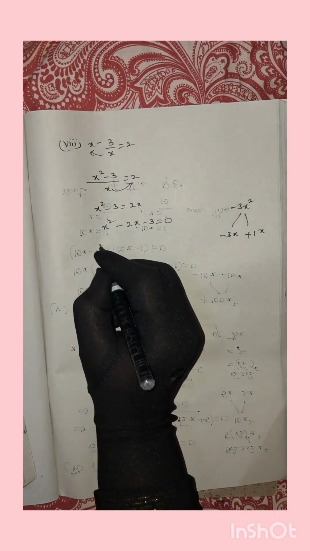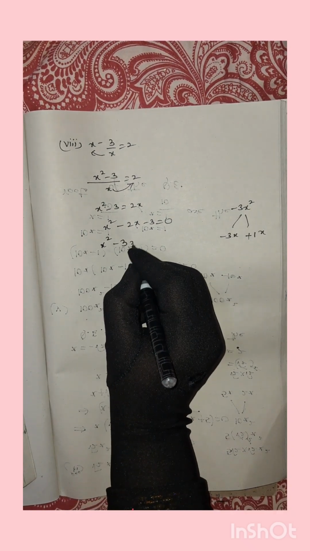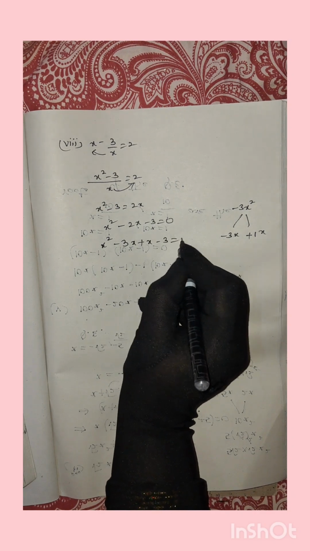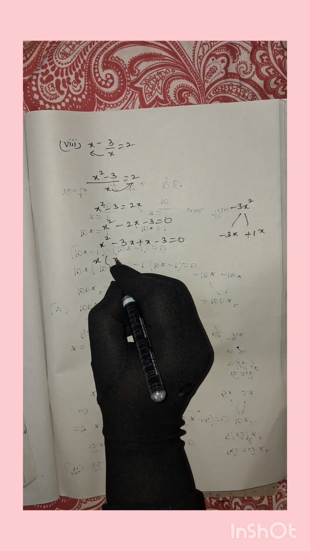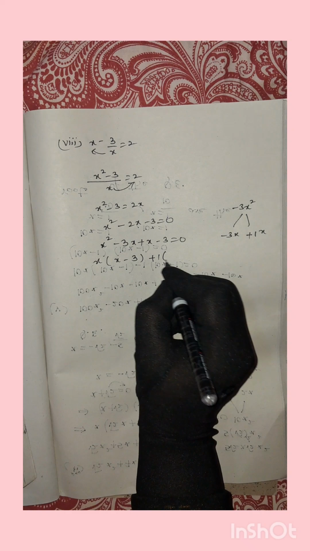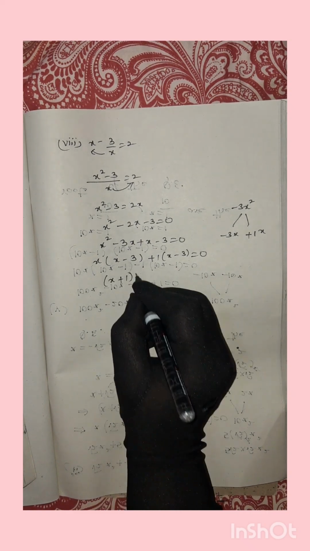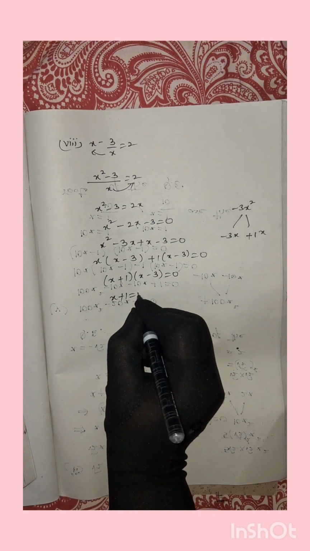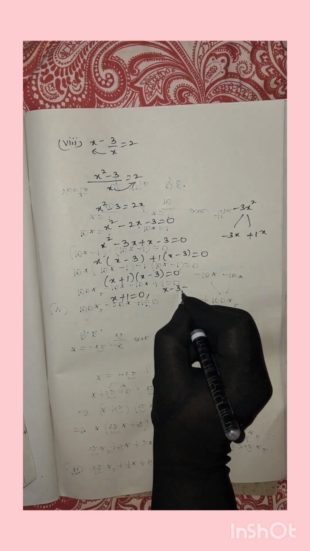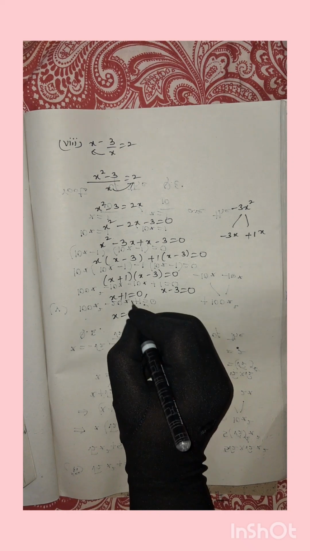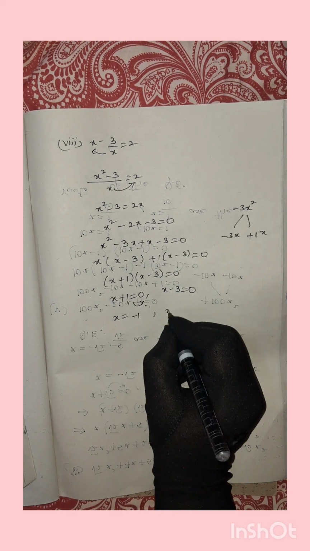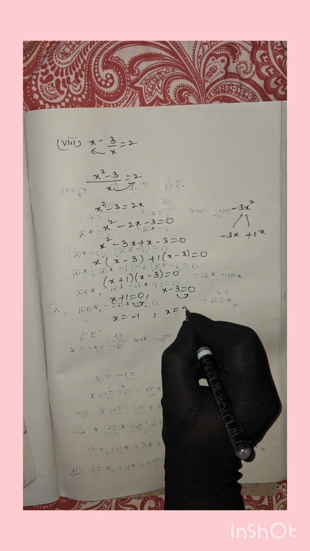So I'll take this like this: x square minus 3x plus x minus 3 is equal to 0. I'm taking x common, x minus 3 plus 1, x minus 3 is equal to 0. So x plus 1 and x minus 3 is equal to 0. So x plus 1 is equal to 0 and x minus 3 is equal to 0. So x is equal to plus 1, I am sending that side, will be minus 1. x is equal to minus 3, I am sending that side, it will be plus 3.